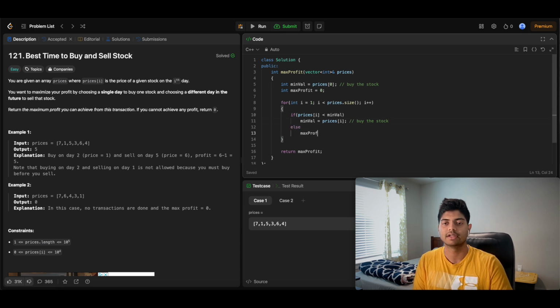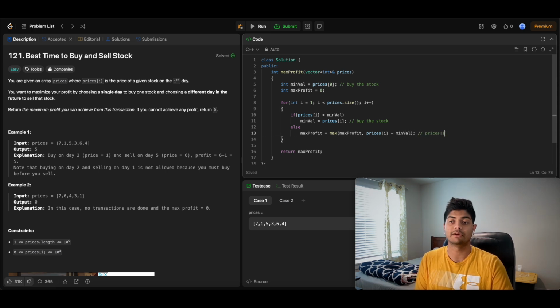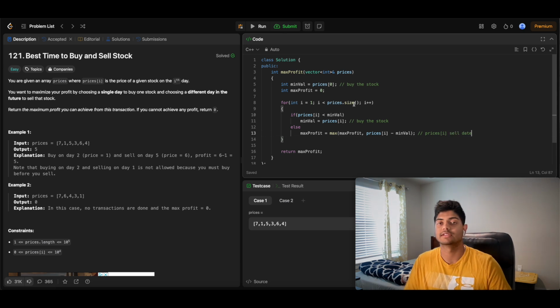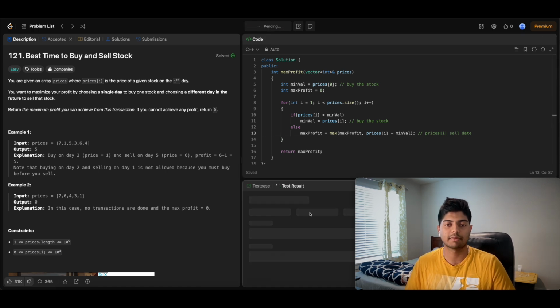If it's not, then we want to calculate our max profit, which is going to be the max of the max profit itself, or prices at i minus the min value. What we're saying is prices at i here is the day we're going to sell. So this is the sell date, and we're checking, hey, is that delta actually bigger than what we have currently? And if it is, it's going to store the max profit, right? And if we just run this, we should pass these 2 test cases as long as we don't have any errors here. And as you can see, we do.